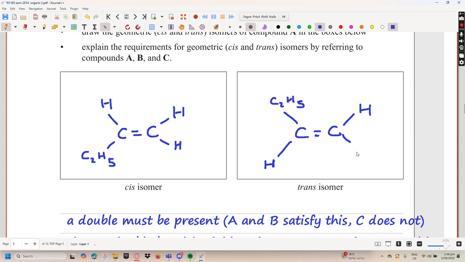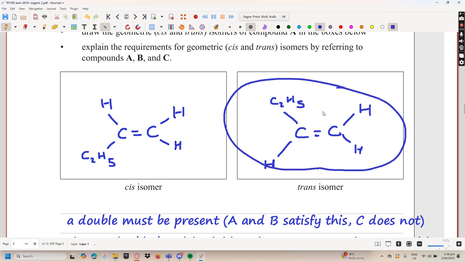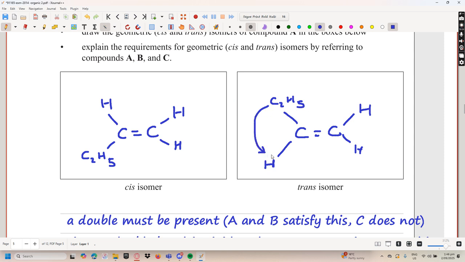Now you could argue, oh well hang on, it is different still, right? This one and this one are flipped. But you could actually just rotate the entire molecule 180 degrees into the page. This would come down here, and this would go up here, and nothing would change on the right. So these two are actually just 180 degree reflections of one another.